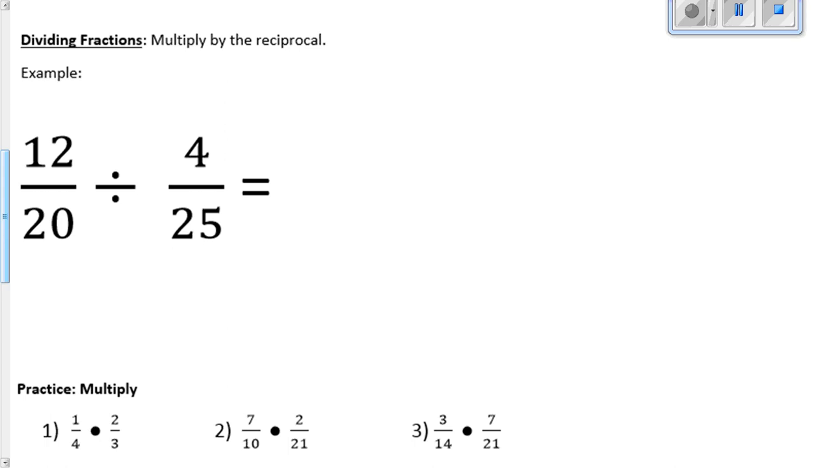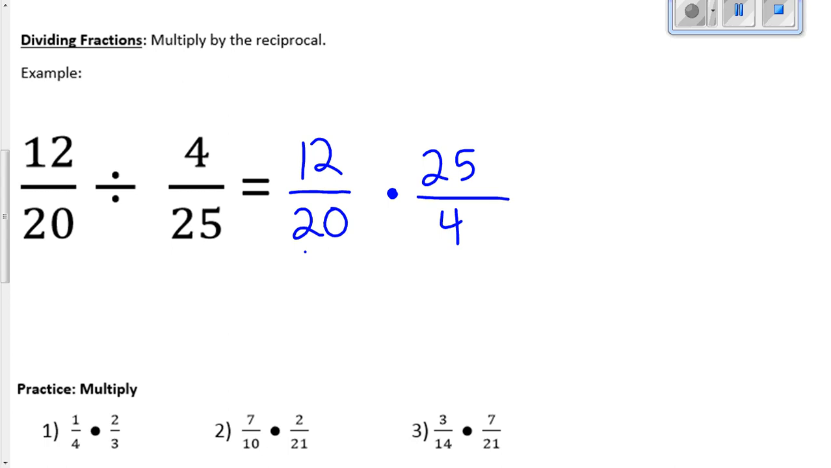Dividing fractions is simply multiplying by the reciprocal, that word that we went over in the very beginning. What does multiplying by the reciprocal look like? So here's what we do. We take the first number, we keep it exactly the same. We take the division sign, change it to a multiplication sign, and then we take the second number and we flip it upside down.